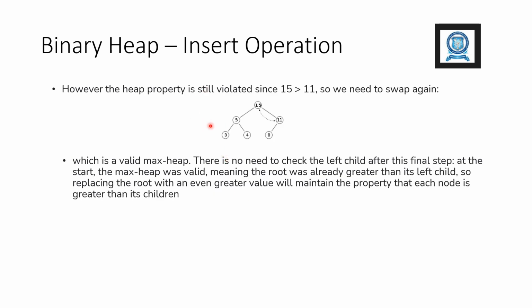However, the heap property is still violated since 15 is greater than 11. So we need to swap again. Now the values 15 and 11 are swapped, exchanging their positions, which is a valid max heap. There is no need to check the left child after this final step. At the start, the max heap was valid, meaning the root was already greater than its left child. So, replacing the root with an even greater value will maintain the property that each node is greater than its children.